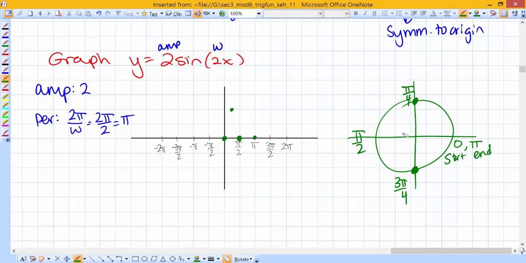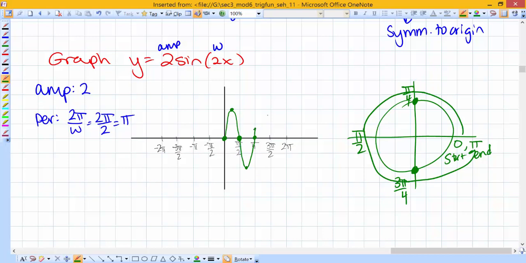Just go to the middle. You don't even need to know what those numbers are. Find the middle of pi over 2 and pi. So I'm going to eyeball it, and that's the bottom of my circle. So we went up, back down, continued down, and then back around. This is one cycle.